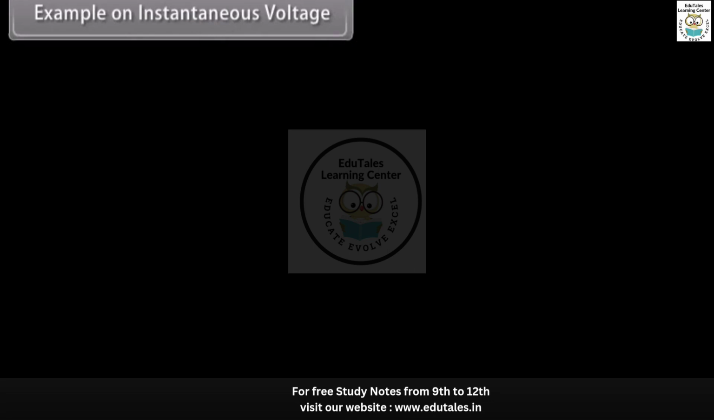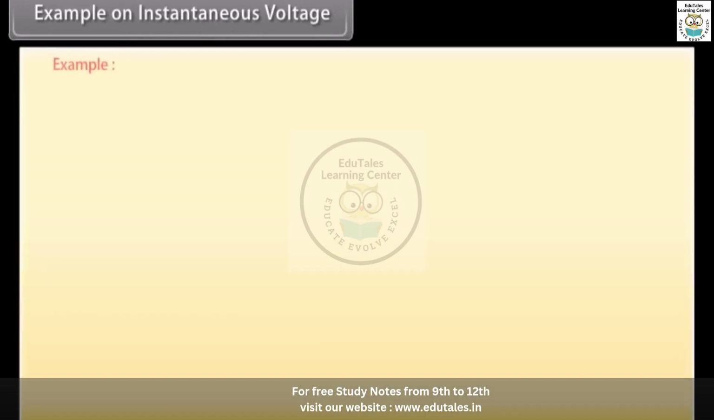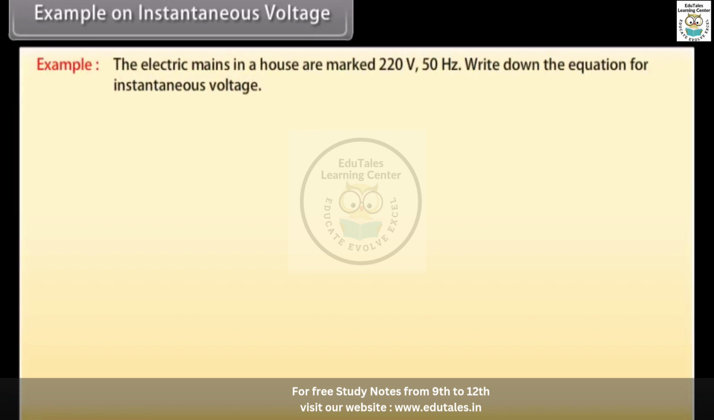Example on instantaneous voltage. Let's take an example on instantaneous voltage. The electrical mains in a house are marked 220 volt, 50 Hz. Write down the equation for instantaneous voltage. Let's see the solution. Given values are EV is equal to 220 volt, nu is equal to 50 Hz.